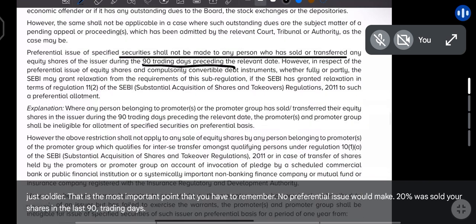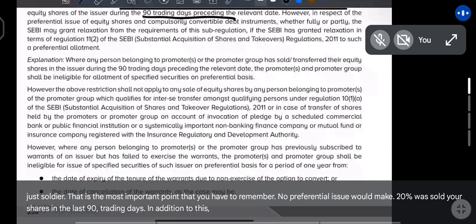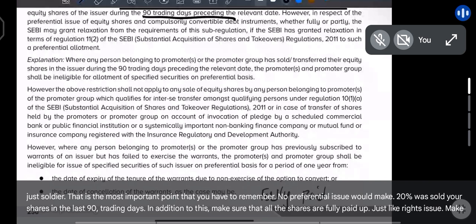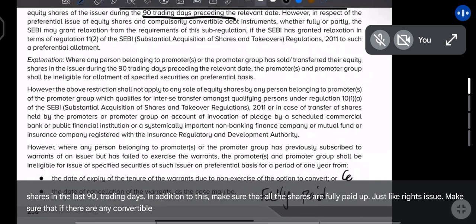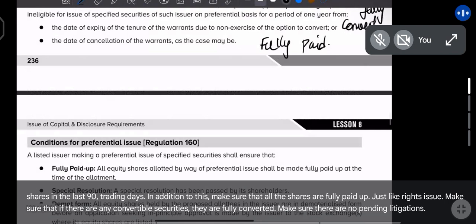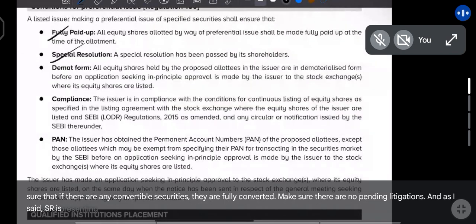In addition to this, make sure that all the shares are fully paid up, just like rights issue. Make sure that if there are any convertible securities, they are fully converted. Make sure there are no pending litigations. And as I said, SR is pretty much the answer for everything in life. So get the special resolution going.